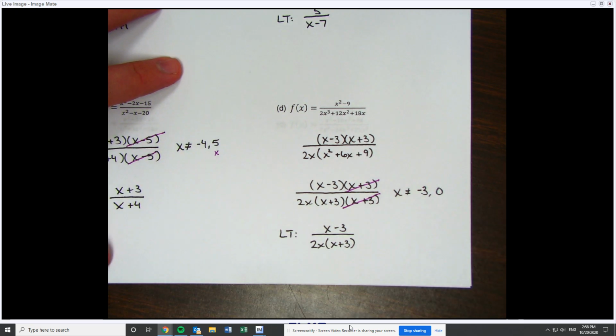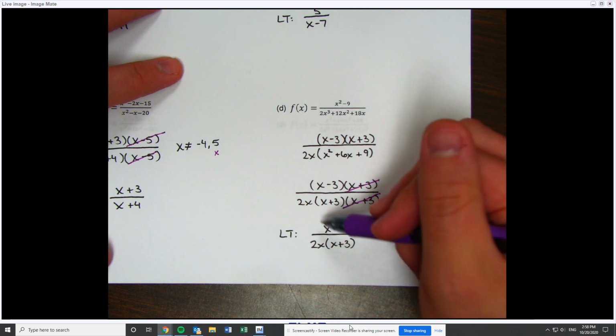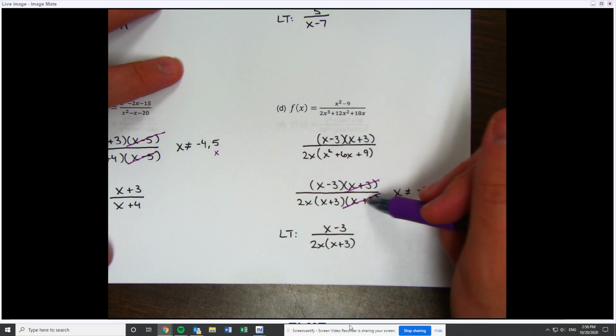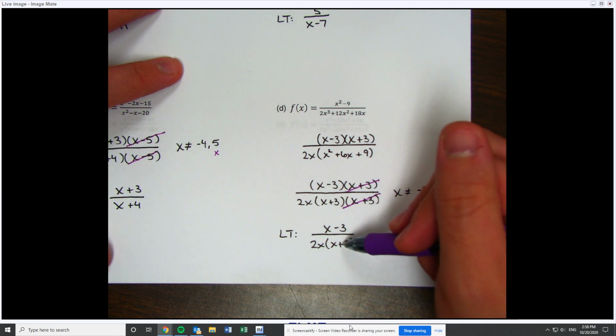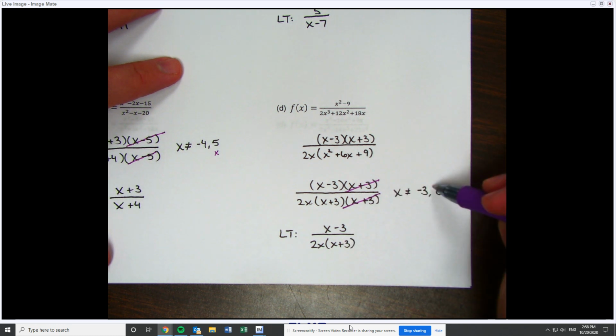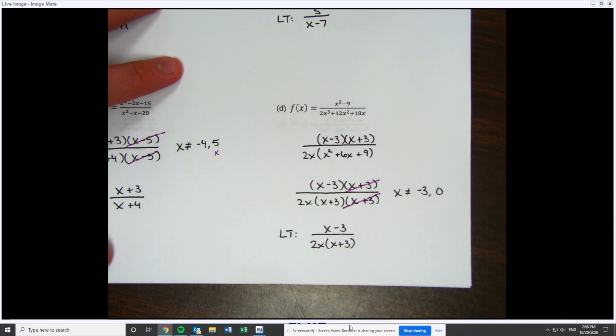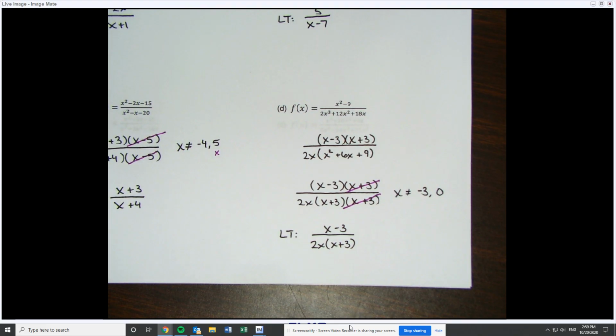As far as anything else that needs to be removed over here, well, I see 0 still needs to be included. And I know we crossed out x plus 3, but there's still an x plus 3 there. So neither of these get removed. Only put a little x under it if it completely disappears from the denominator. Only if it's completely removed.